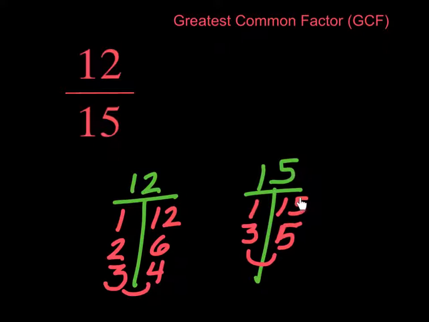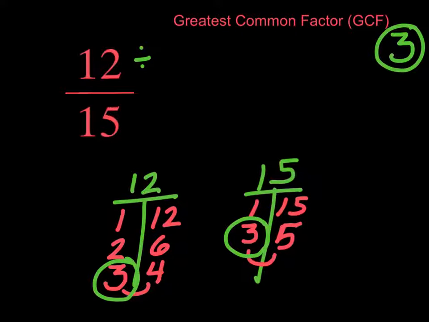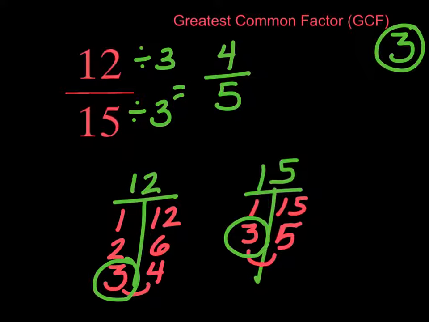Now looking at my two sets, I want to make sure that I'm going in order, and then I want to start at the largest factor so I can make sure that I am finding the largest factor that they have in common. And as I go through these two numbers, I can see that the largest number they have in common is 3. So I can divide my numerator and my denominator by the greatest common factor, 3, and I will get my simplified form. Now, because I'm looking at 4/5, I can see that 4 and 5 only share the common factor of 1, so I know that this is my simplified form.